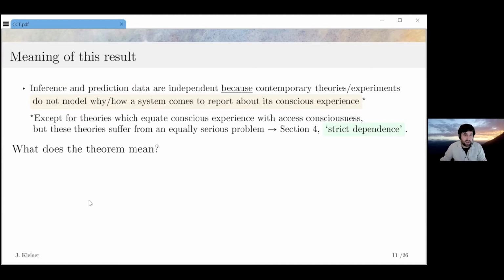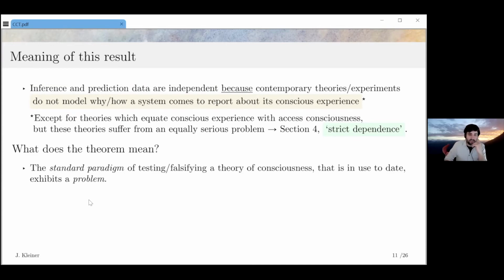There might be a space in between where we can go in experiments if we study, and that's what's coming up, the connection between what the theory tells the system is conscious of and what the system reports in more detail. Okay, so what does the theorem mean?